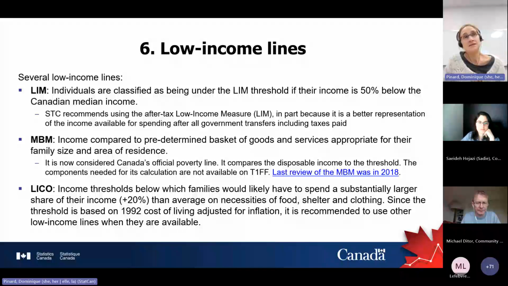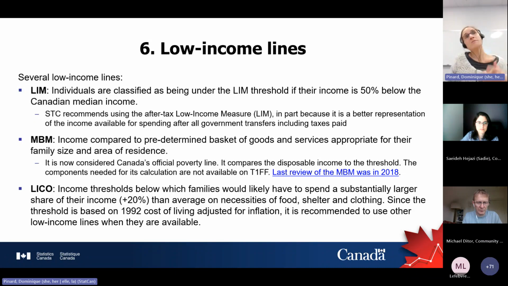Now, the last low income line available at StatScan is the LICO. It's not recommended to use that. The other lines are more appropriate, and I'll explain why. The low income cutoff is based on a basket of goods that was established in 1992. You can imagine that in 1992, cell phones and internet connections weren't as important as they are today. Cable was a big thing to have. Our consumption and lifestyles have changed over time, so that basket might not be as representative of the cost of living today, even though it's adjusted for inflation.